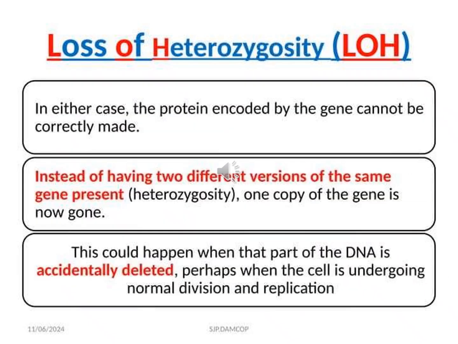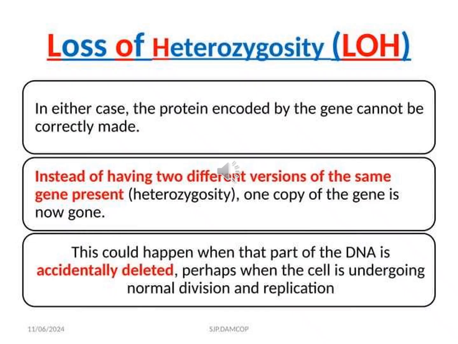In case of loss of heterozygosity, in either case the protein encoded by the gene cannot be correctly made. Instead of having two different versions of the same gene present, that is heterozygosity, one copy of the gene is lost. And this could happen when part of the DNA is accidentally deleted or perhaps when the cell is undergoing normal division or replication. In case of molecular consequences, there is a complete loss of tumor suppressor function that can lead to uncontrolled cell proliferation and genomic instability.